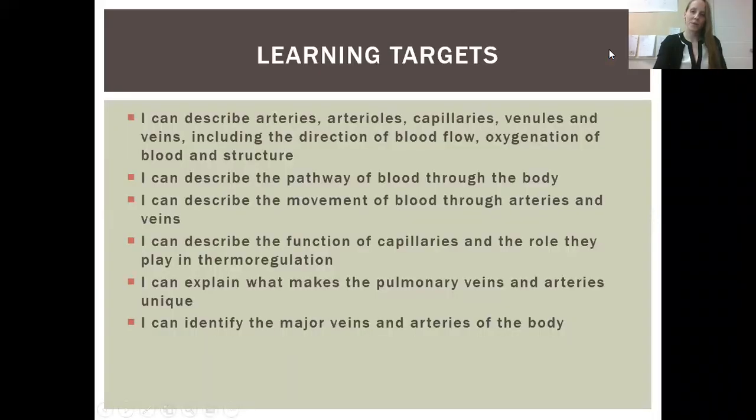In this lesson, we're going to be going over the different types of blood vessels. So arteries, arterioles, capillaries, venules, and veins. For each one of those, you need to know its structure, the direction that the blood flows, whether it's oxygenated or deoxygenated blood, and the order that these come in the body.